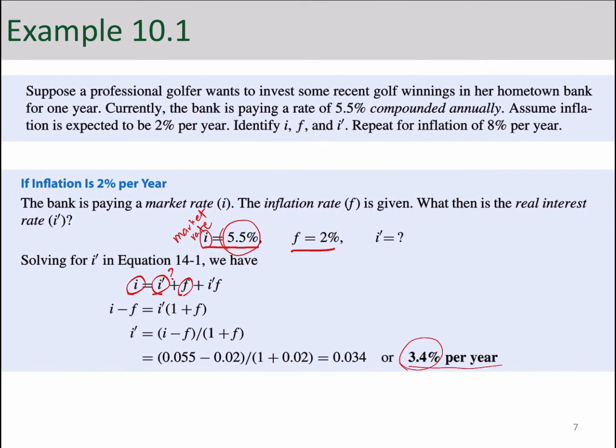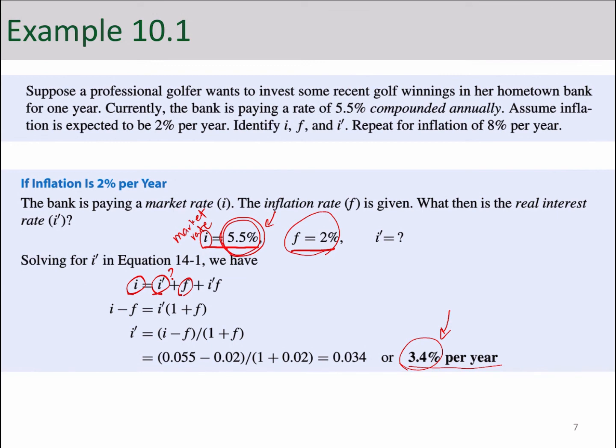I bet you know what that means, because the real rate is less than the market rate because it does not include the inflation. This market rate that the bank gives us covers the inflation as well. So when you extract the inflation out of this, when you exclude it, you'll end up with 3.4% interest per year. And that is the actual gain of putting your money in that account.